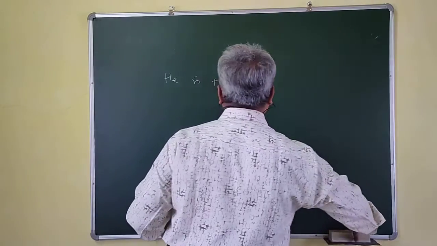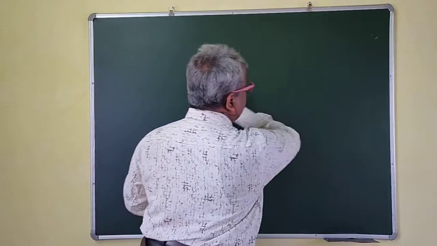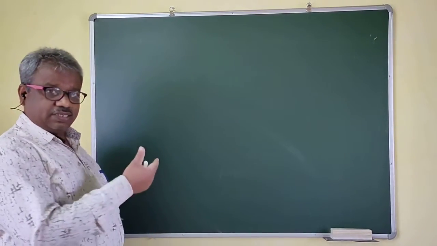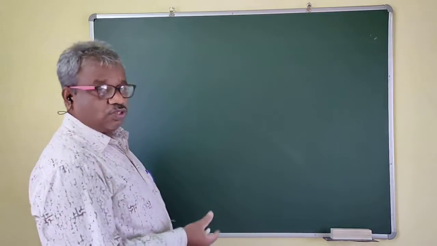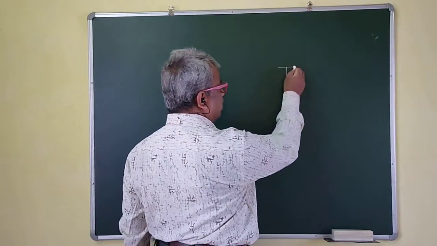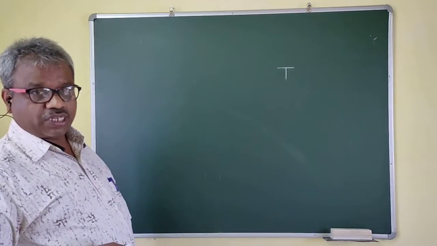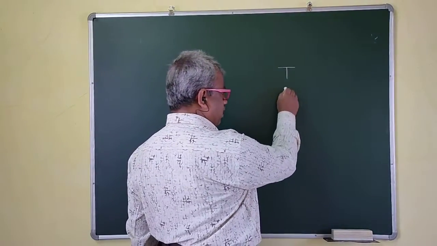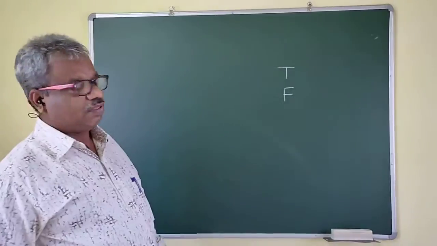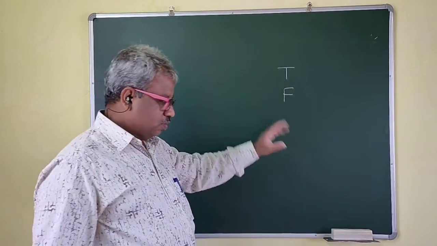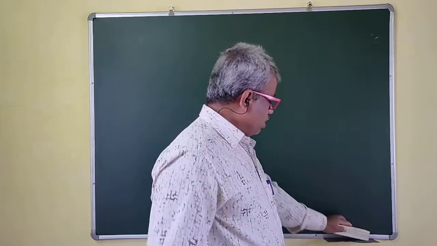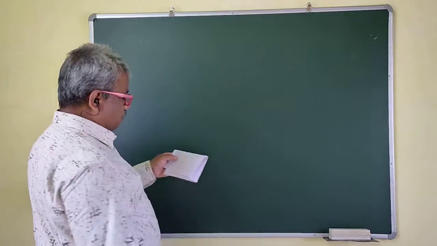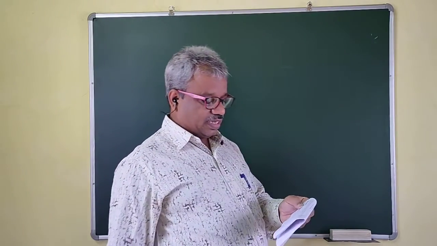Okay. So now one thing is, if a sentence is a statement and it is true, then we write the truth value as T. The truth value of a true statement is T, and the truth value of a false statement is F. So T and F are the truth values. We'll see some examples. Which of the following sentences are statements?